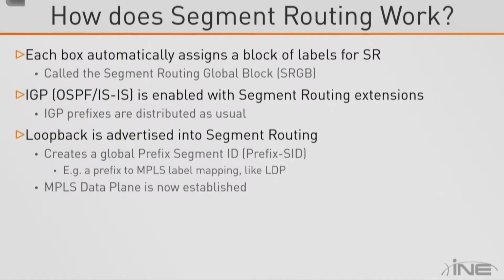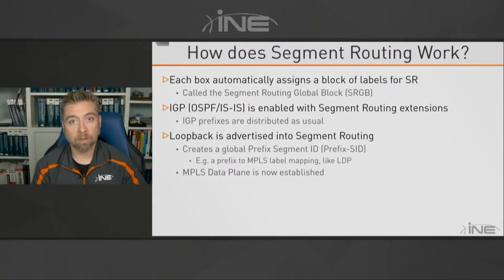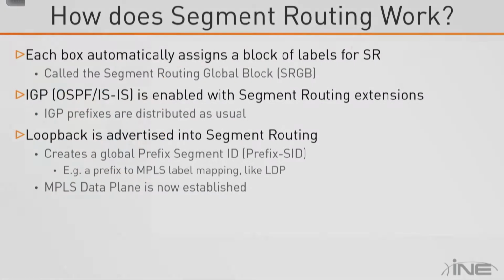Okay, and that's essentially what's happening here, is that we're creating this global prefix segment ID, or what we call the prefix SID. And the prefix SID is basically just an MPLS label mapping, so a prefix to label mapping, just like LDP would create. The only difference is that we don't need LDP to do this anymore. Okay, it's going to be a function of OSPF or ISIS directly. So the idea here is to cut down on the load on the control plane and to cut down on the number of potential mistakes, just because we have a less number of protocols, right?